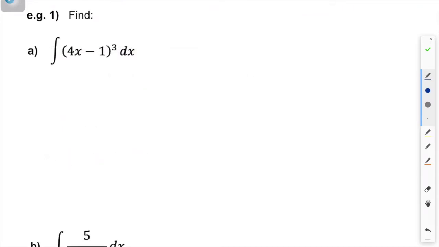So let's begin looking at some examples here. If you're confident, you can pause the video at any point and try the questions before you turn to the solutions. 1a. Integrate (4x minus 1) cubed dx. Here I know that the basic function is a cubic function. I'm going to let u be 4x minus 1. du then turns into 4 dx, or I can then say du over 4 is actually equal to dx.